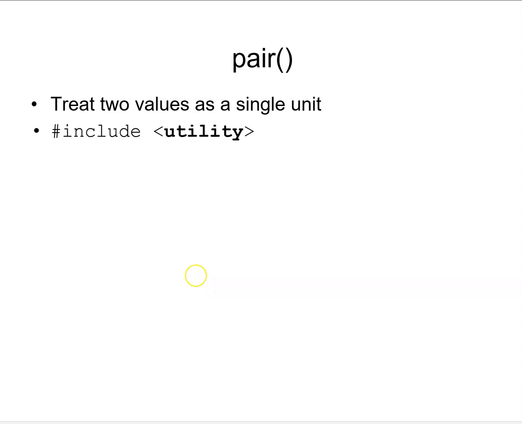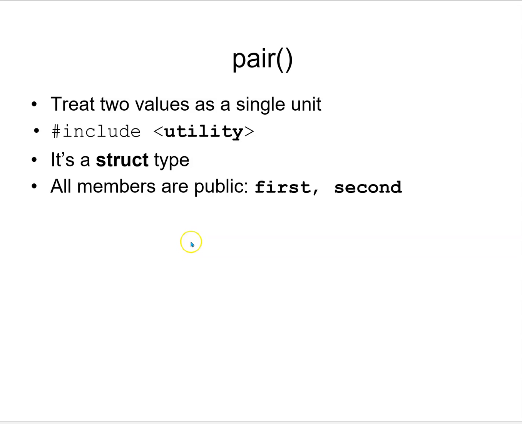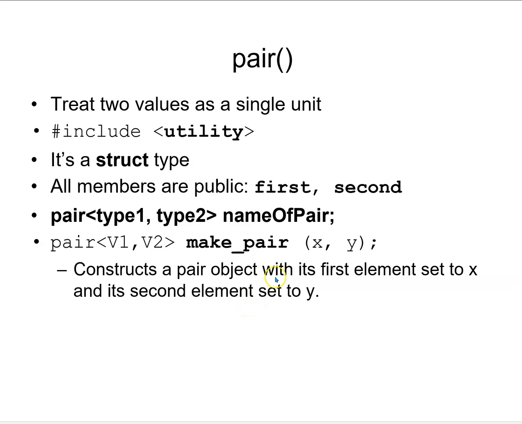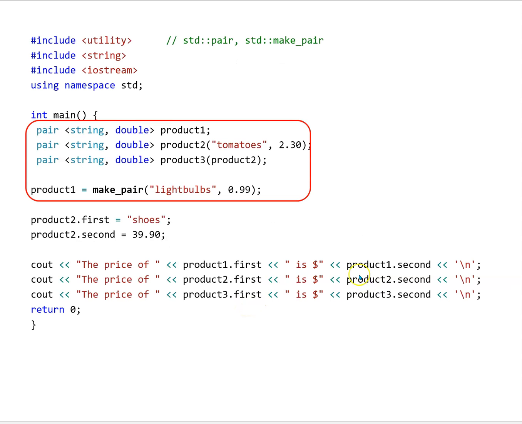A pair treats two values as a single unit, and it's a struct type. It's found in utility. All members are public, first and second. We've got pair type 1, type 2, name it pair. And there's a make_pair function as well, which takes two values and constructs a pair object with its first element set to X and second to Y. Sounds like a basic constructor, but we don't use it because it's a struct. So here we create a light bulb. We say we got first a string and a double. We set the values. We copy it from another one.